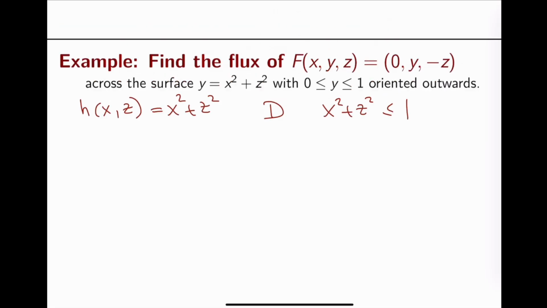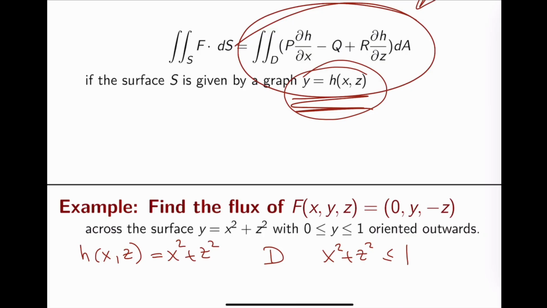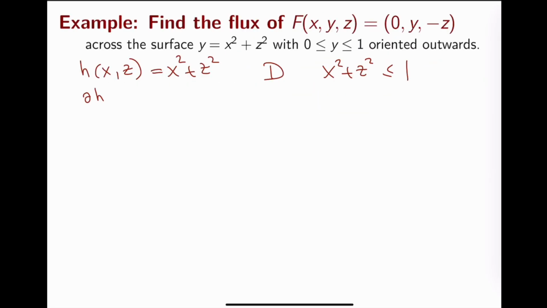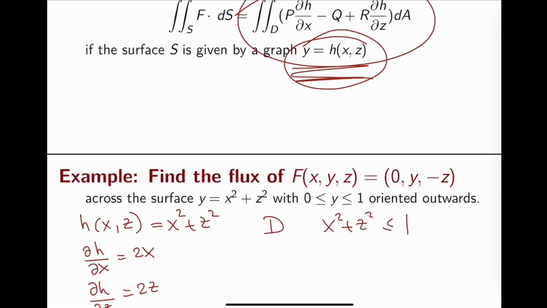Okay, so then let's do the multiplications given here. So the P, Q, and R of the vector field, that product with these other partial derivatives that appear here. Okay, let's start by calculating the partial derivatives of h that we are going to need. So the partial derivative of h with respect to x is 2x, and the partial derivative of h with respect to z is 2z.